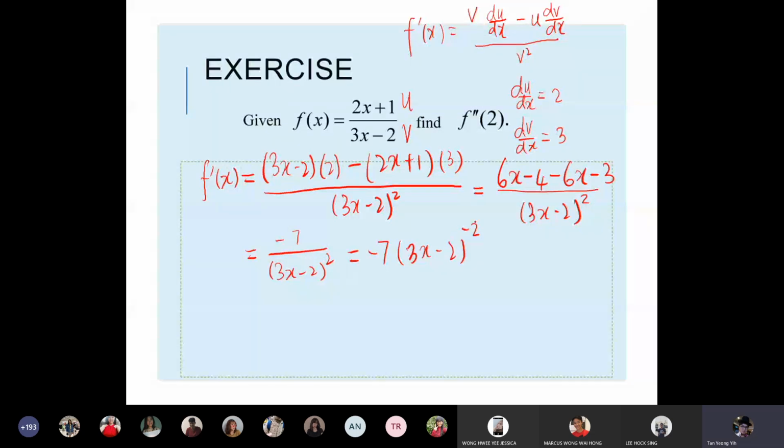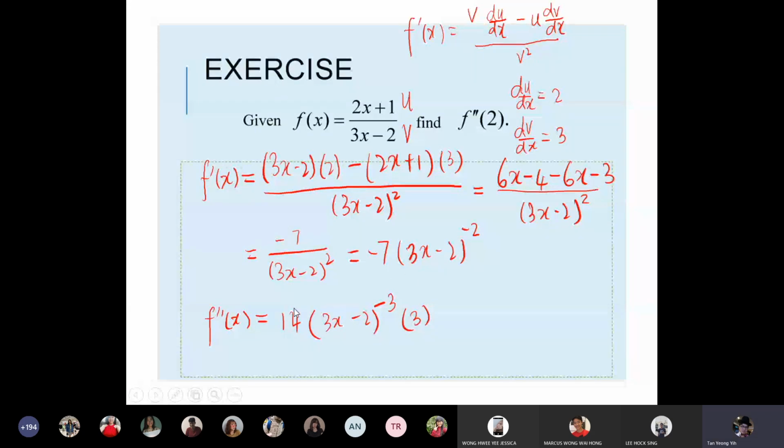Change this one to the power of negative 2. We bring this one up, and we use the chain rule to solve this. Negative 2 bring down times negative 7, we have 14. So we have 3x minus 2, we copy, negative 2 minus 1, so we have negative 3. Differentiate inside, 3.